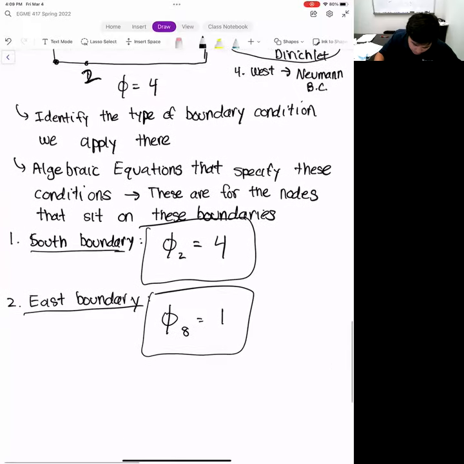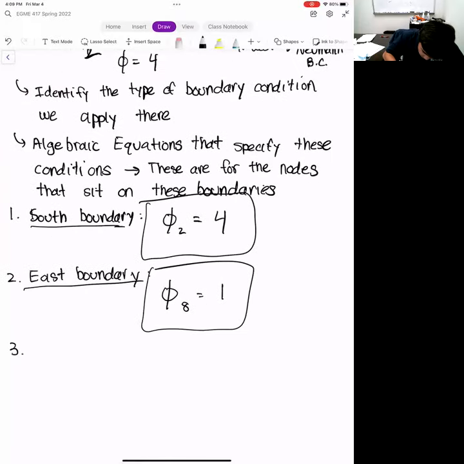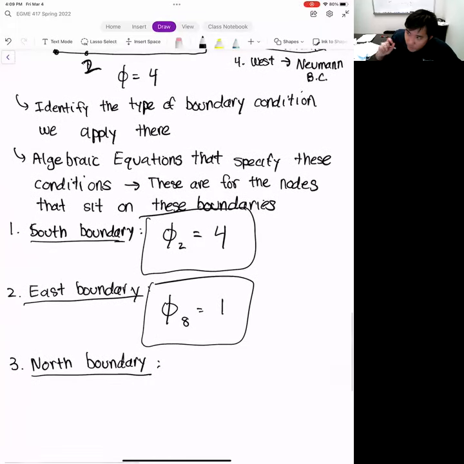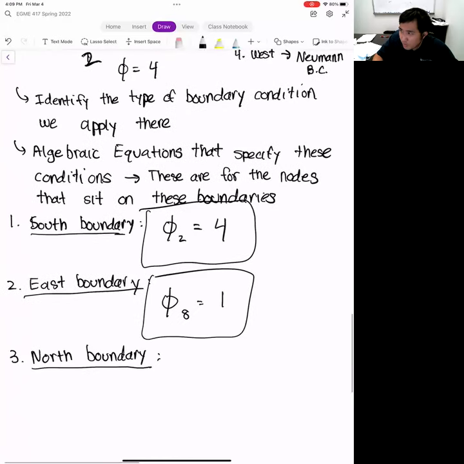Next, let's go up top. This is going to be our north boundary, which is a Neumann type boundary condition. Remember, whenever we have a Neumann type boundary condition for a 2D case, they follow a very strict protocol, or not a strict protocol, but they follow the following algorithm.